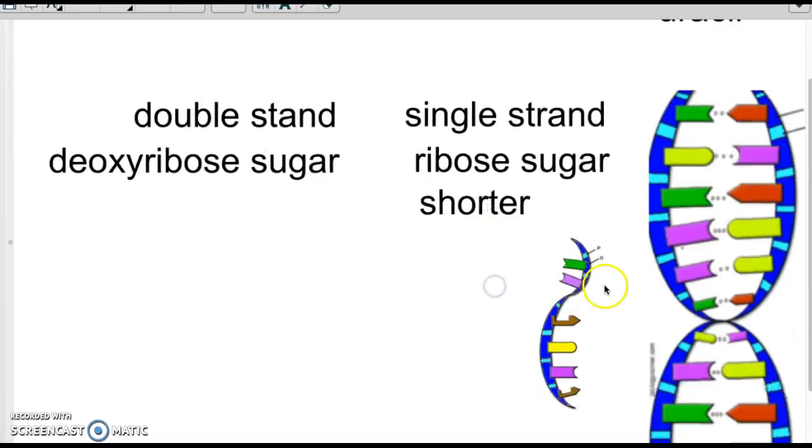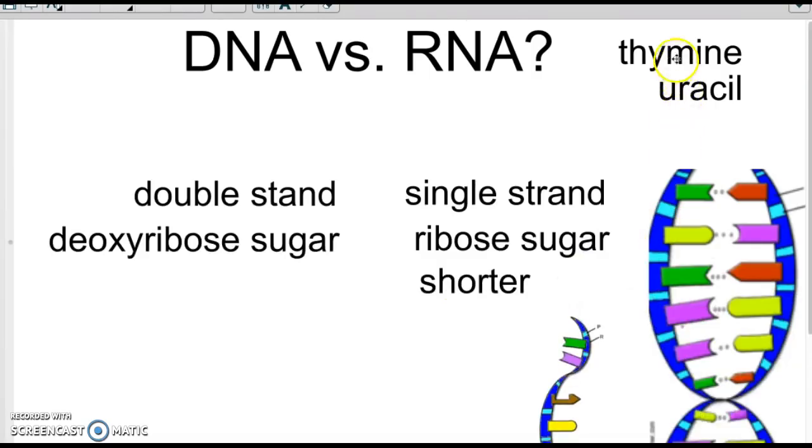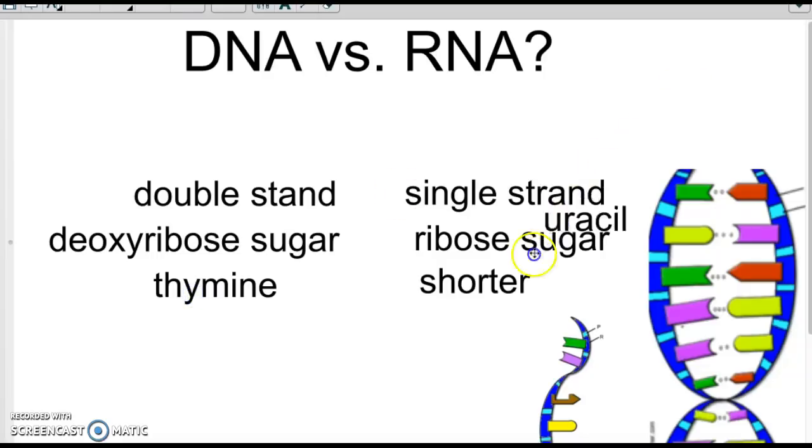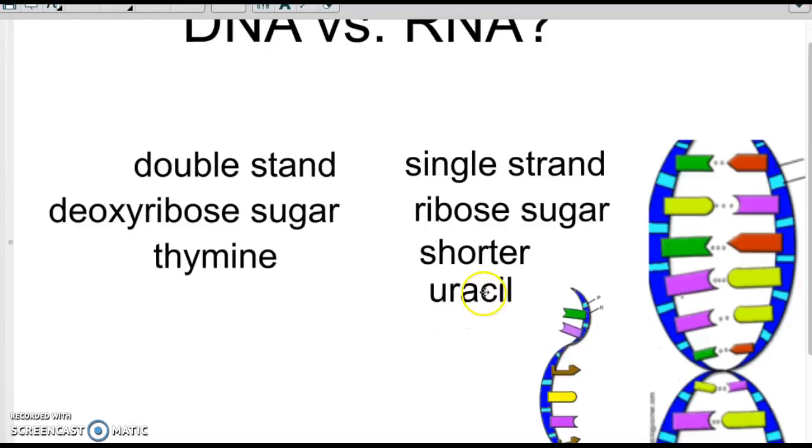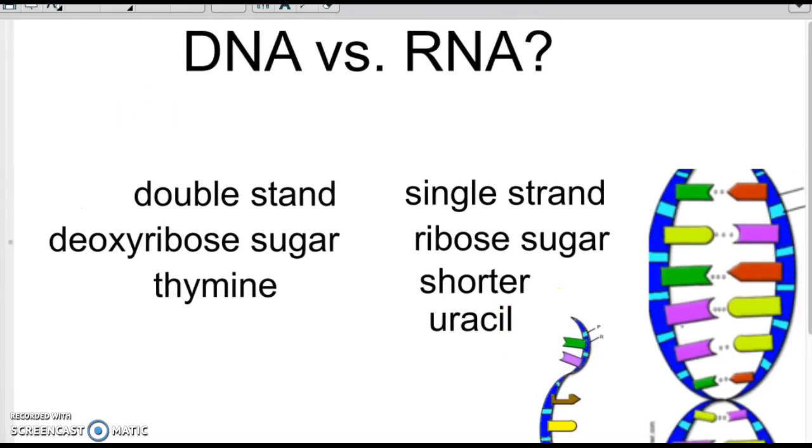RNA is much shorter than DNA. And one of DNA's nitrogen bases is thymine. In RNA, thymine isn't there. Instead, it's a nitrogen base called uracil. So now in RNA, there are U's in place of T's.